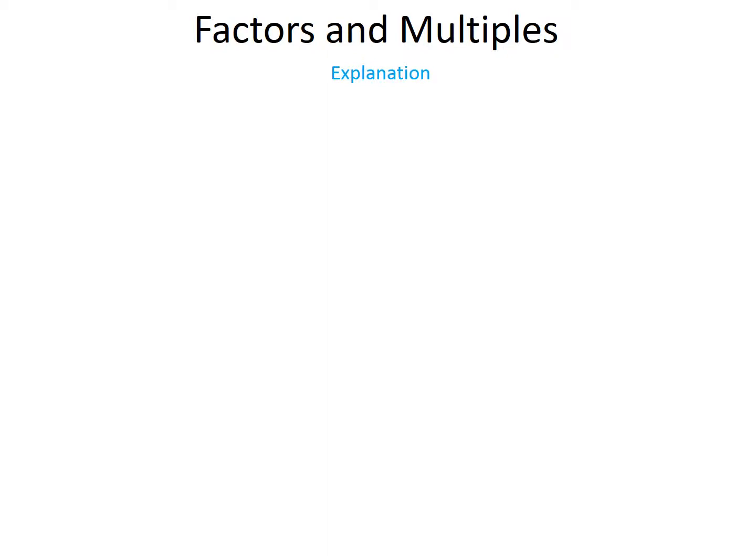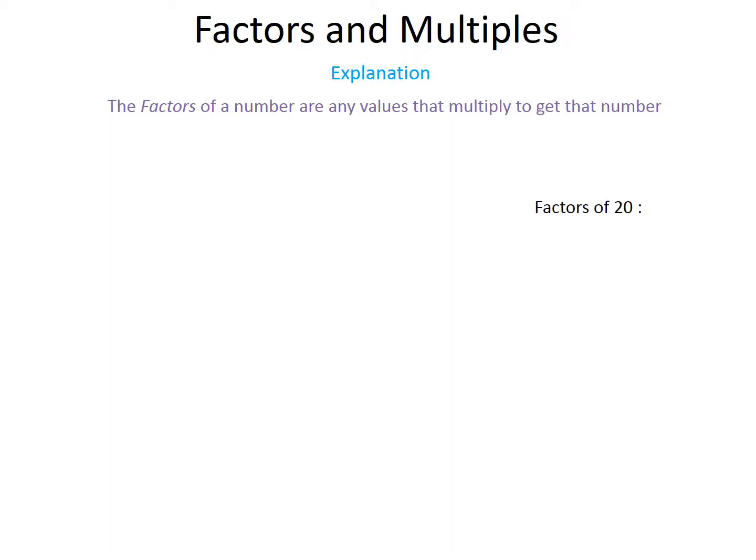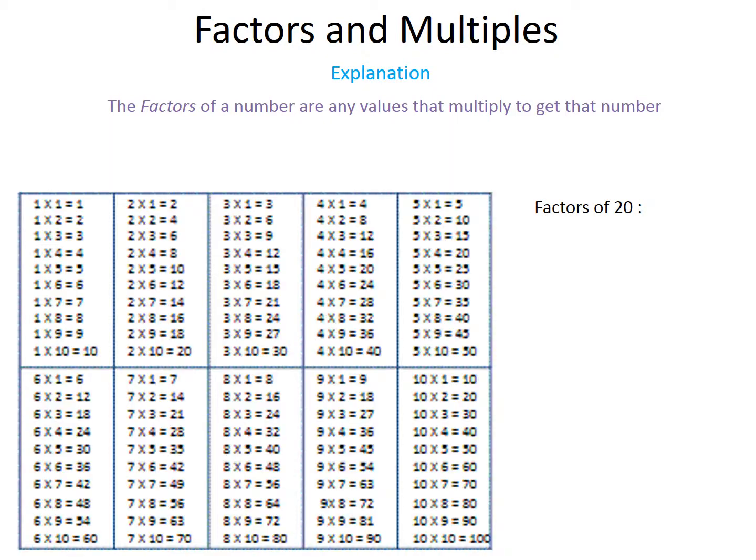So starting with factors, the factors of a number are any values that multiply to get that number. So if I'm looking for the factors of 20, I might start by looking at my multiplication table. Which numbers multiply to get 20? Well, there's one right here. 2 times 10 gets 20. That means that 2 and 10 are factors of 20.